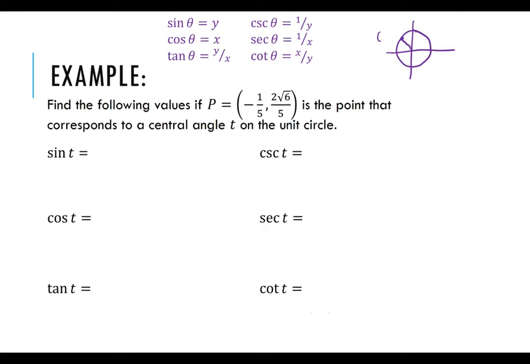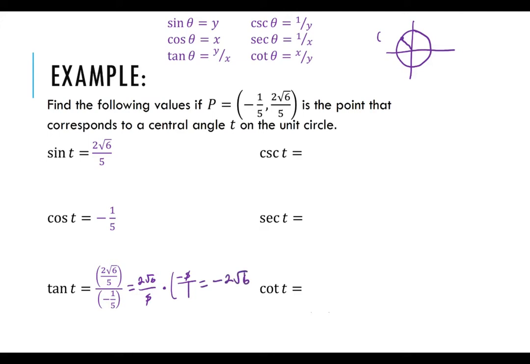Now that we have these definitions, let's find sine of t. Well, that's going to be 2 root 6 over 5. Then cosine of t, well, that's the x value. That's just going to be negative 1/5. Tangent of t is y over x, so that's going to be 2 root 6 over 5 divided by negative 1/5. But this is fraction division that turns into fraction multiplication, so 2 root 6 over 5 times the reciprocal of the denominator, negative 5 over 1. 5 divided by 5 is 1, and then the negative times 2 root 6 is negative 2 root 6.